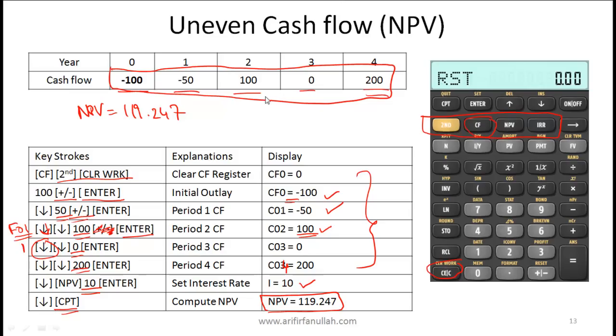Now, if any of these cash flows had been repeated multiple times, so for example, in year 4, 5, and 6, if you had 200, 200, 200, then what you could have done is after entering 200, you could have specified a frequency equal to 3. But in our case, all the frequencies are simply 1. If you don't like to use the frequency button, you can just enter 200 3 times and maintain a frequency of 1.